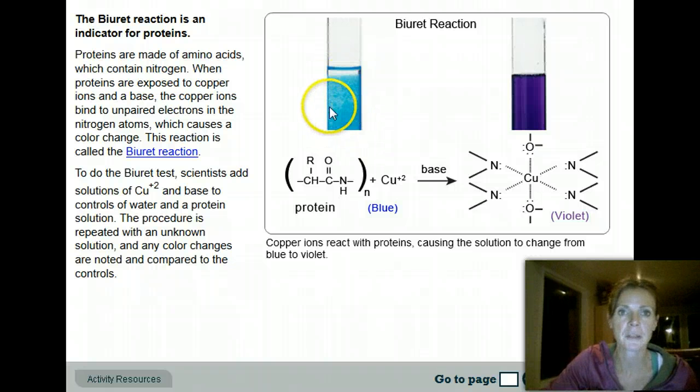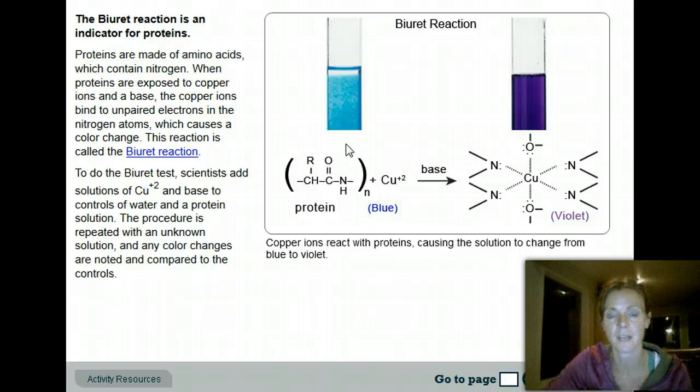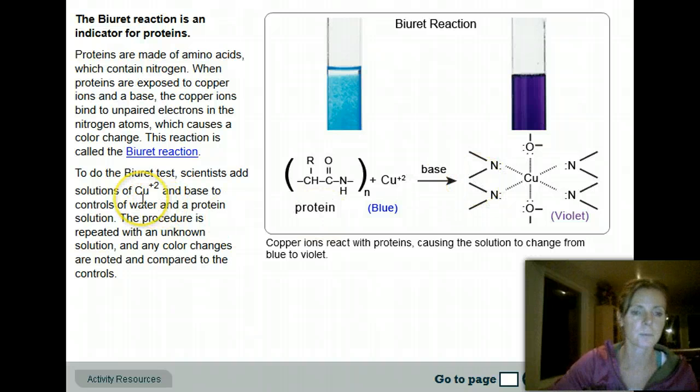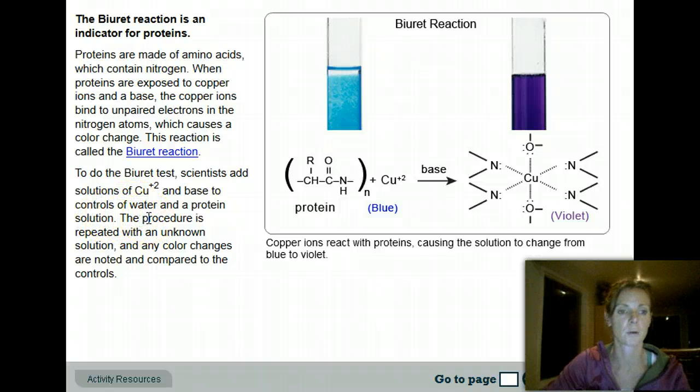But if you put this in with something that contains a protein, which is amino acids put together, it's going to turn this violet color, kind of a purplish, okay? So it says to do the Biuret test, scientists add solutions of copper and a base to the water in the protein solution, okay? So basically, this is what's going to happen if you have a positive reaction and that protein is present.